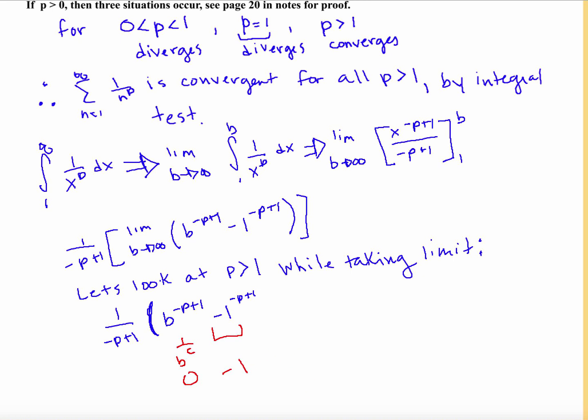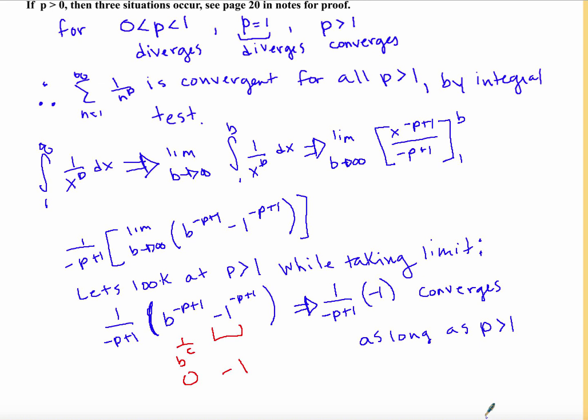So what we really have here when we take the limit is going to be whatever 1 divided by negative p plus 1 is, times negative 1. That converges. That's going to be a result. If I know what p is, right, then as long as it's greater than 1, we have a converging result. It's a done deal. That's your integral test in action.